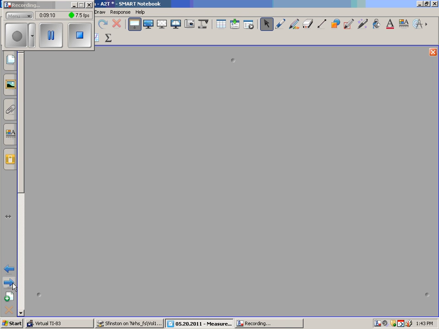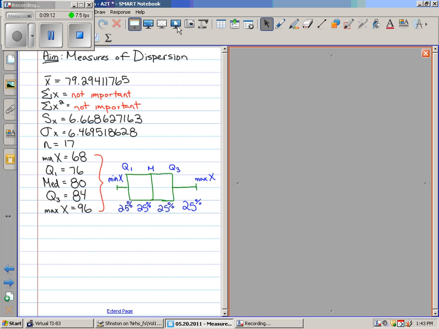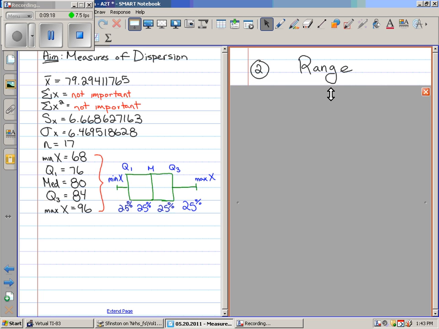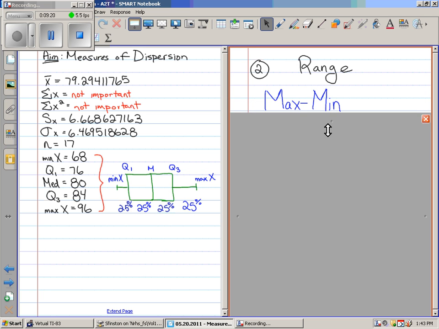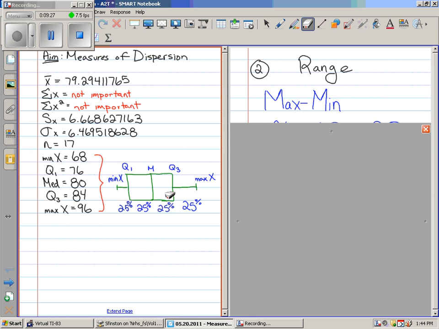Now let's talk about a few things. Take your sheet. We're going to do example number 2. How do you find the range? Does anybody know how to find the range? The range is the maximum minus the minimum. It's the size of this box plot. What is the maximum minus the minimum in this particular case?